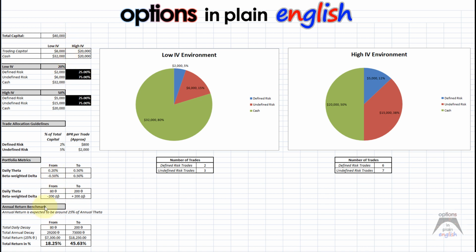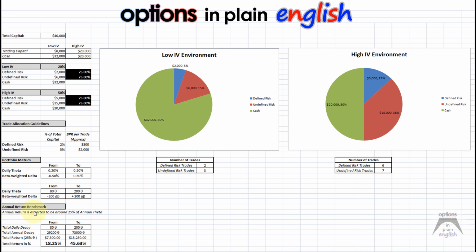So anywhere from minus 200 beta weighted deltas to plus 200 beta weighted deltas. So now you look at all your positions and you see whether you have enough theta, enough beta weighted delta, and now you have a portfolio exposure. Now this is what we talked about, the annual return benchmark.